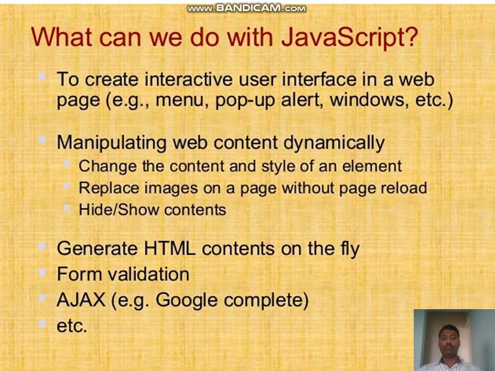What can we do with JavaScript? Create an interactive user interface in the web page, for example, menu, pop-up alert, windows, etc. Manipulate the web content dynamically. Change the content and style of an element. Replace the images on the page without page reload. Hide and show contents. Generate HTML contents on the fly. Form validation and Ajax, for example, Google Complete, etc.